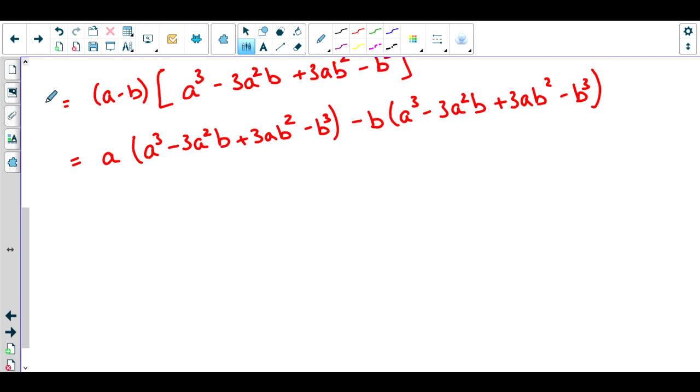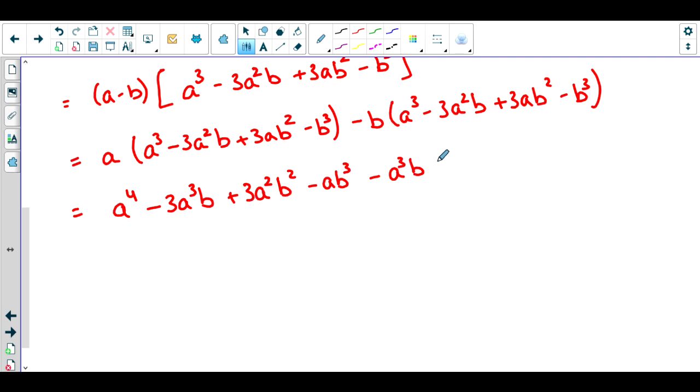Now, a into a cube will be a^4, minus 3. a into a square will make it a cube b, plus 3 a square b square, minus a b cube, minus a cube b. Write it alphabetically, don't write b a cube, or you may have errors in finding the like terms. Plus 3 a square b square. Minus minus becomes plus. Then minus b into this, it will be minus 3 a b cube plus b^4. So this is a cube b. We have a cube b here, and this is a cube b.